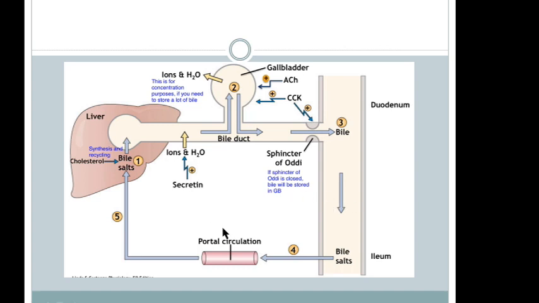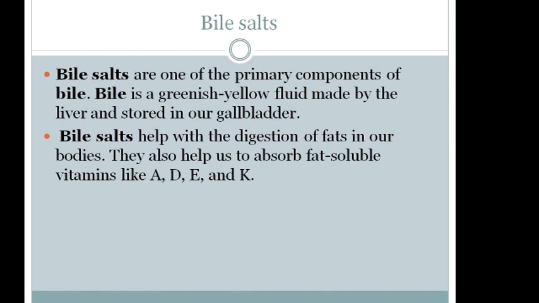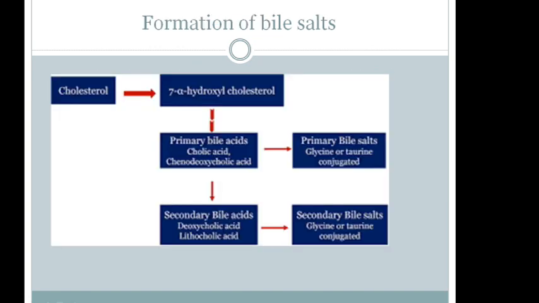Now going to the next slide. Bile salts. What are bile salts? Bile salts are one of the primary components of the bile. Bile is a greenish yellow fluid made by the liver and stored in the gallbladder. Bile salts help with the digestion of fat in our bodies. They also help us to absorb the fat soluble vitamins like A, D, E, K.